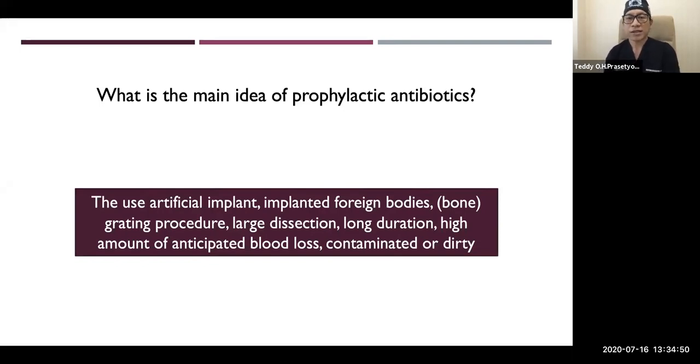Implanted foreign bodies, bone grafting procedures or any grafting procedure, large dissections. So before surgery, if you see yourself going to dissect tissue in a large area, this point may give you justification to give your patients prophylactic antibiotics. The long duration of your procedures, high amount of anticipated blood loss, or when you deal with contaminated or dirty procedures.